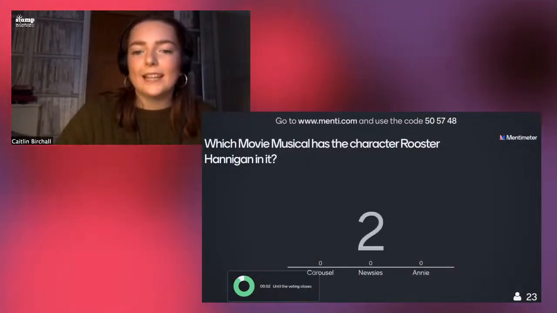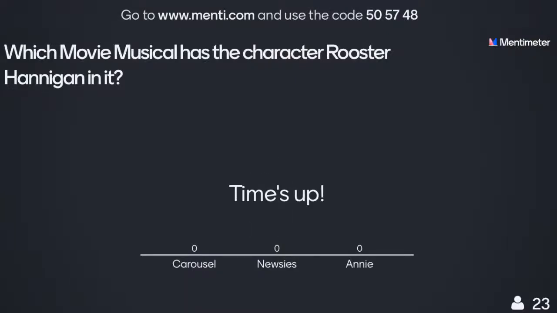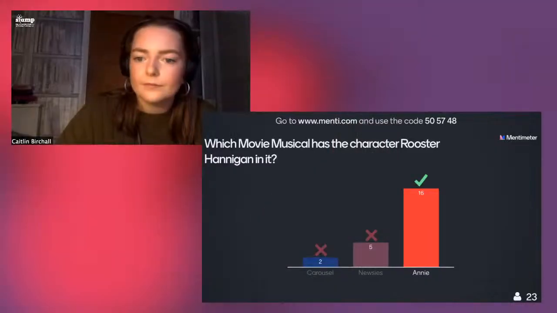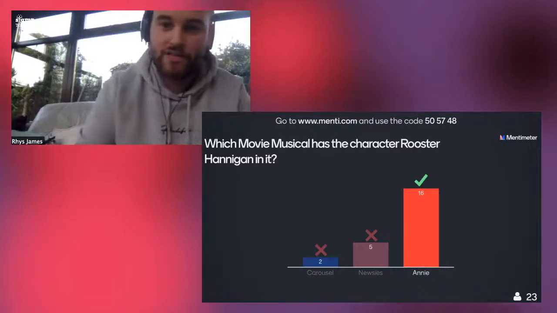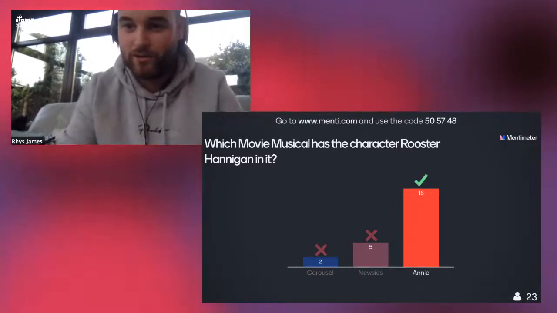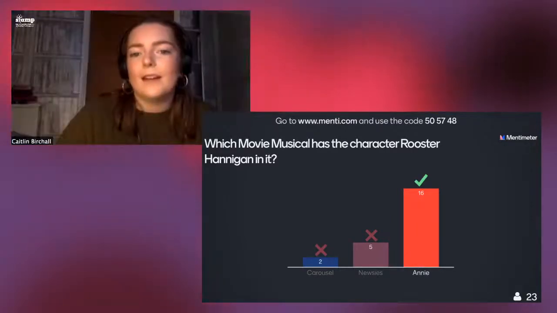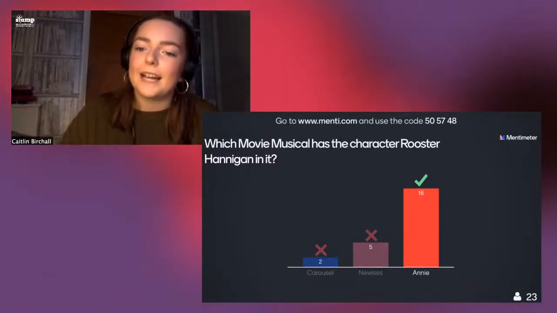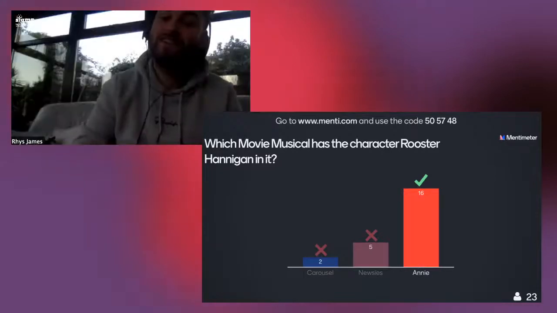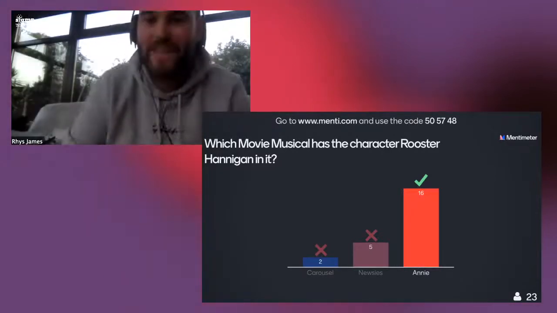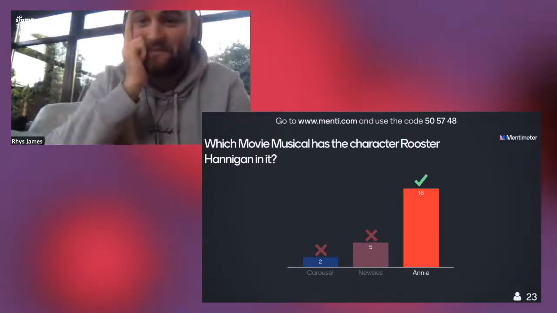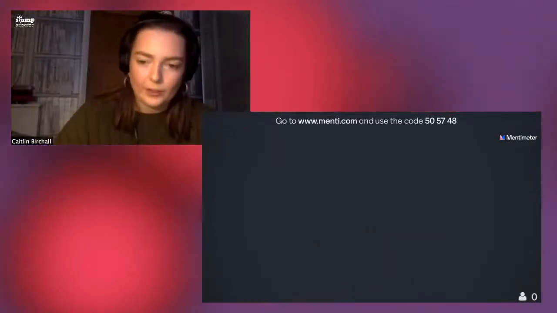Well, let's see what everybody's put, because I don't think Rooster Hannigan's a particularly popular character in this musical. No, definitely not. Most people got it correct with Annie. Of course, we've got Miss Hannigan, and Rooster Hannigan is somehow related to her brother, apparently. And Rooster is the man who teams up with the lady who pretend to be Annie's parents, because they want the big bucks from Daddy Warbucks. That's right. Okay, let's move on to the next question.